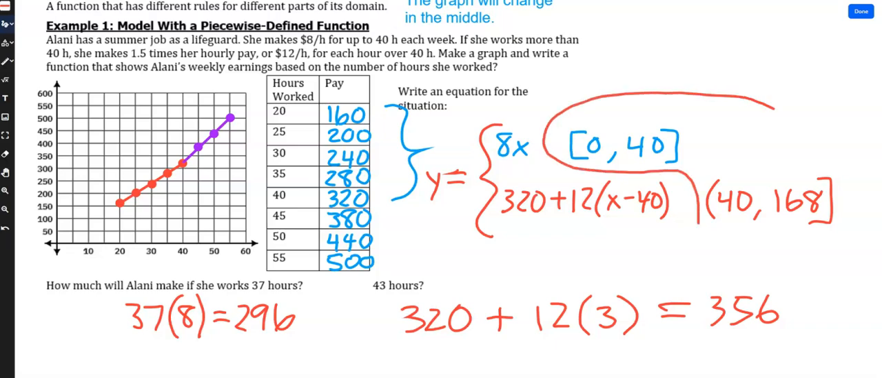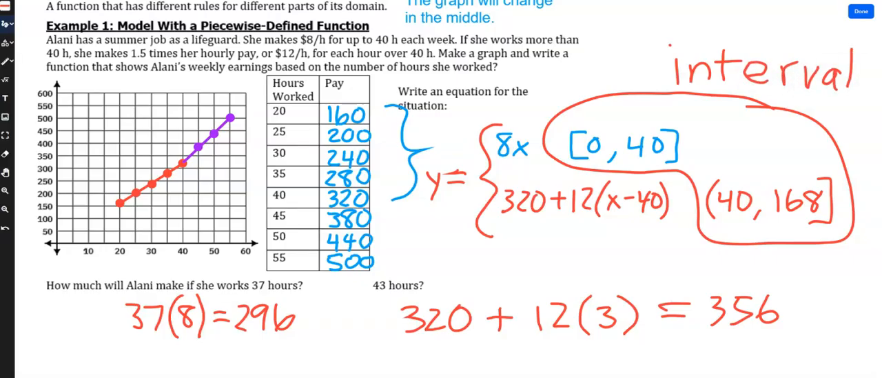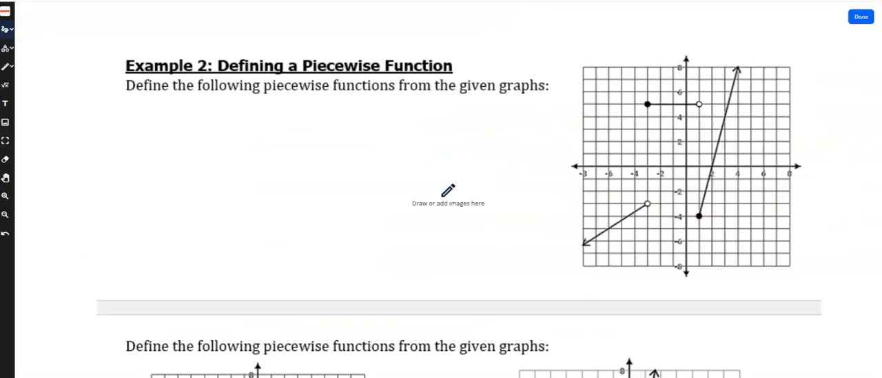You might notice that I'm using interval notation instead of inequality notation. I'm a big fan of using interval notation, and I think that we should see both, but since we're really getting used to using interval notation, it really is going to be much easier for you if you use interval notation. All right, so we're going to be writing piecewise functions.